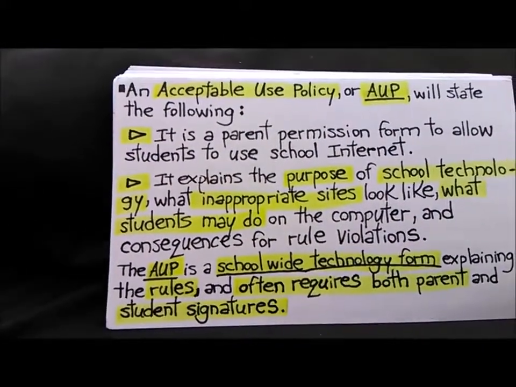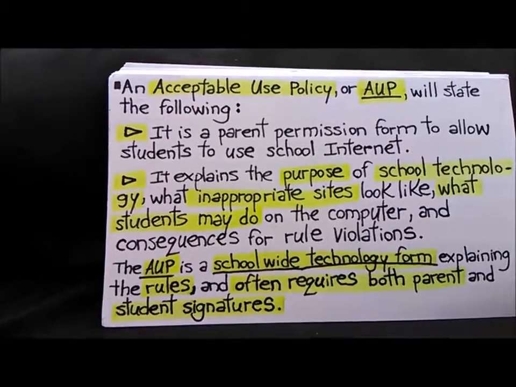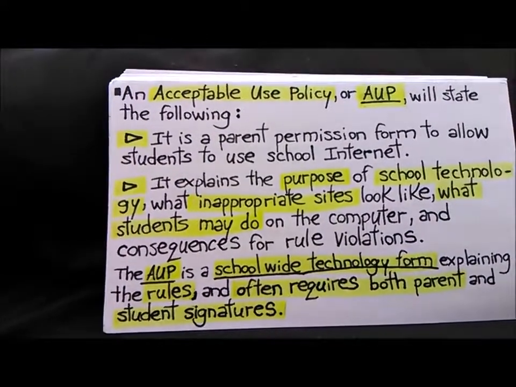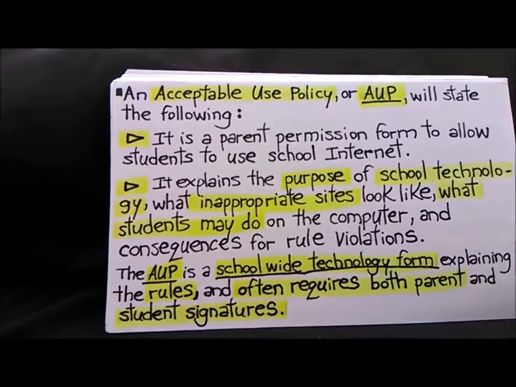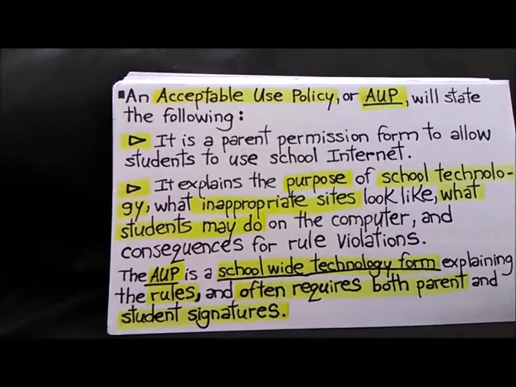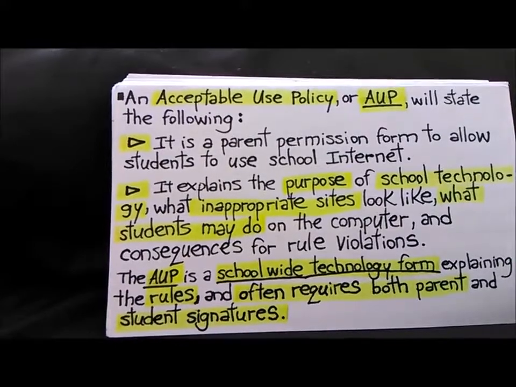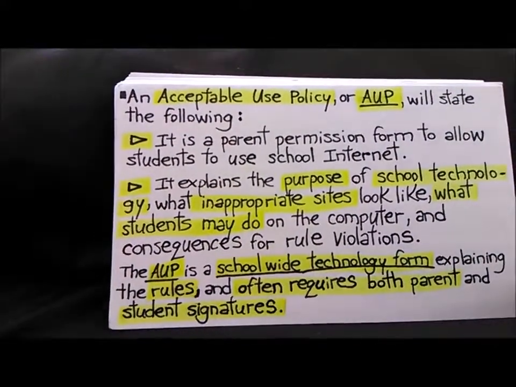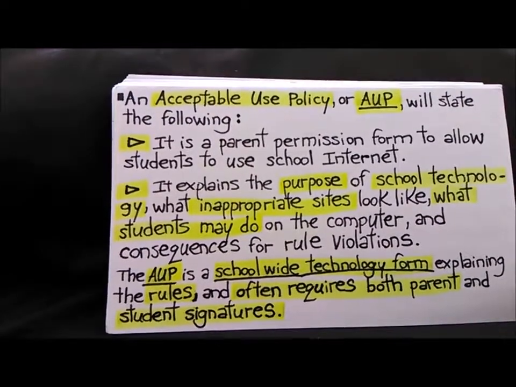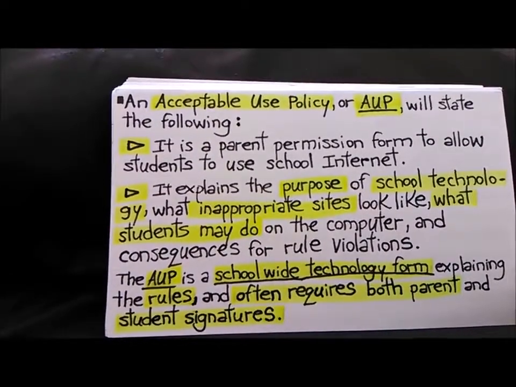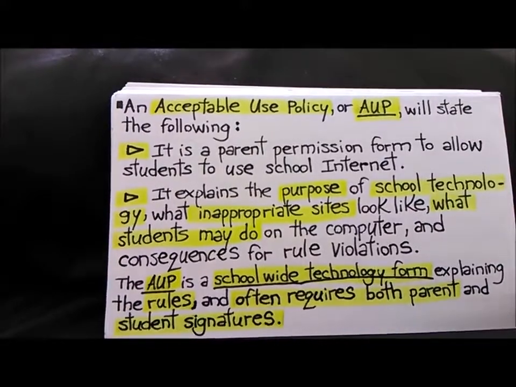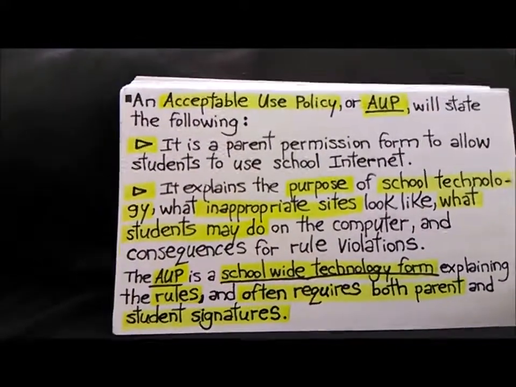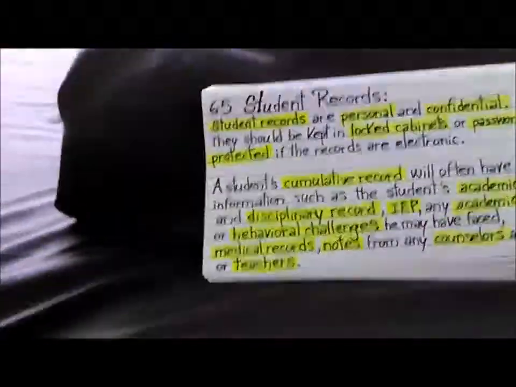It is a parent permission form to allow students to use school internet. It explains the purpose of school technology, what inappropriate sites look like, what students may do on the computer, and consequences for rule violations. The AUP is a school-wide technology form explaining the rules and often requires both parent and student signatures.